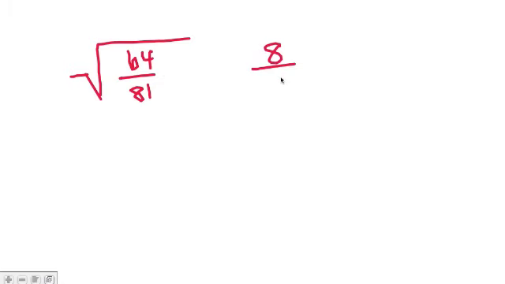All right, how about this one? Oh, my pen is just not having a good day. The square root of 64 divided by 81. Well, what is the square root of 64? That's 8. What's the square root of 81? That's 9. Okay? Is this a normal number, a real number? Could you find it on a number line? Yes. So this one is rational. All right. I hope this helps you.